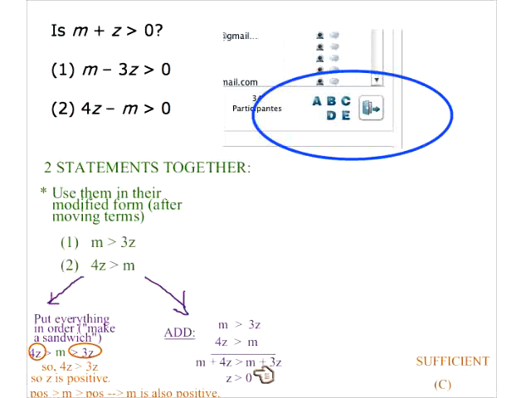And then once you discover that, you can go back to this fact, and you can discover that m is bigger than something that's positive. So m is also positive.